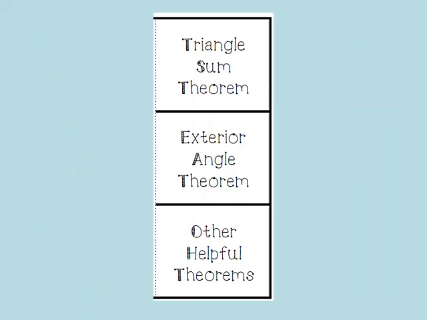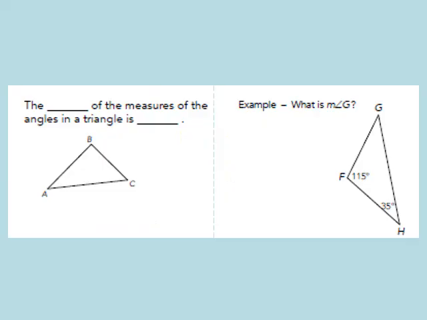That's what we're going to do today when we classify triangles. Along with classifying triangles, today we're going to learn facts about triangles. The 3 facts that we need to learn are the triangle sum theorem, the exterior angle theorem, and the other helpful theorems. So if you want to grab this foldable, that's what we'll do next. If we open up that first flap, the triangle sum theorem, this would be the inside, and the definition is the sum of the measures of the angles in a triangle is 180 degrees. So what we're saying is the measure of angle A plus the measure of angle C plus the measure of angle B is equal to 180 degrees.